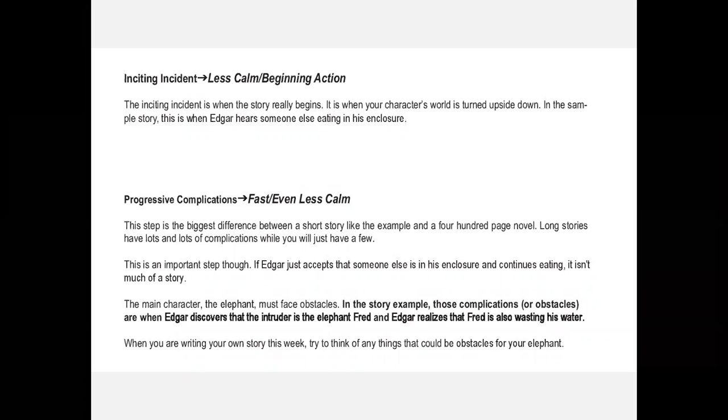Progressive complications, fast, even less calm. This step is the biggest difference between a short story like the Edgar story and a 400-page novel. Long stories have lots and lots of complications, while you will just have a few. This is an important step, though. If Edgar just accepts that someone else is in his enclosure and continues eating, it isn't much of a story. The main character, the elephant, must face obstacles. In the story example, those complications are when Edgar discovers that the intruder is the elephant Fred, and when Edgar realizes that Fred is also wasting his water.